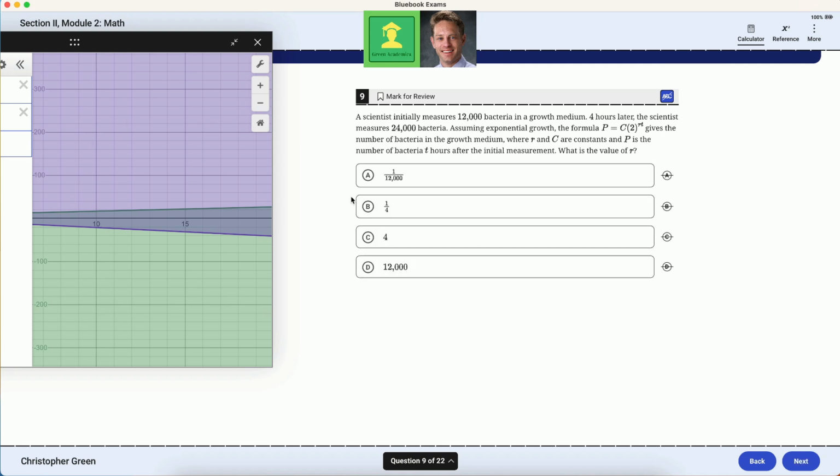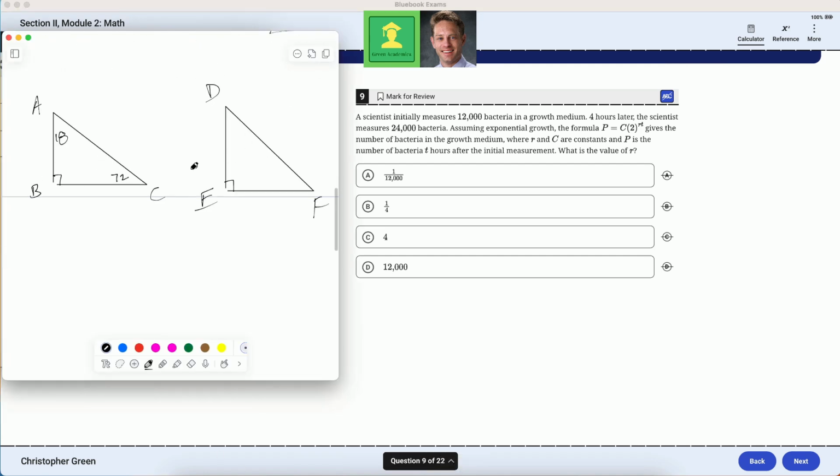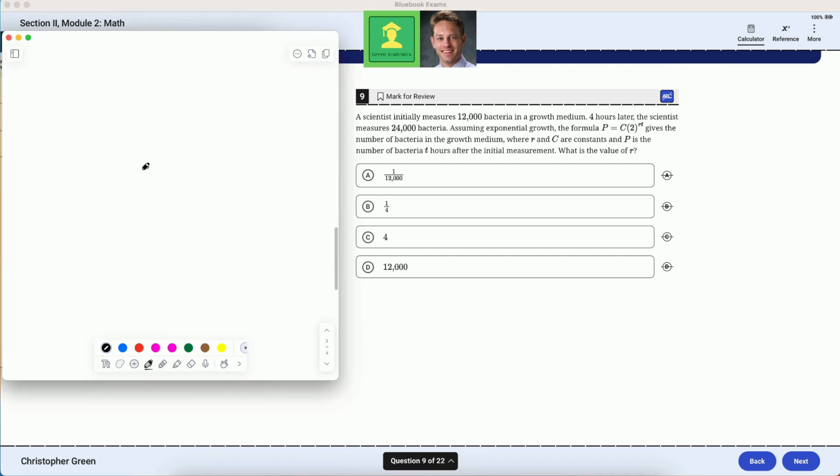A scientist initially measures 12,000 bacteria in a growth medium. 4 hours later, the scientist measures 24,000 bacteria. Assuming exponential growth, the formula that gives the number of bacteria in the growth medium, where R and C are constants and P is the number of bacteria T hours after the initial measurement. What is the value of R?